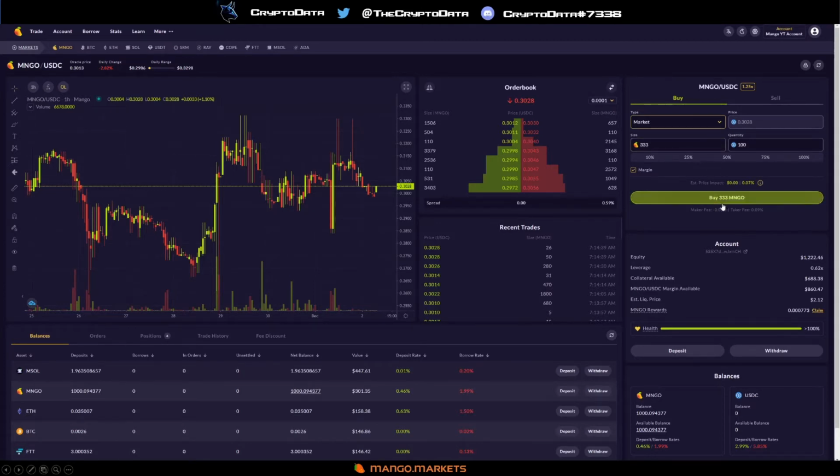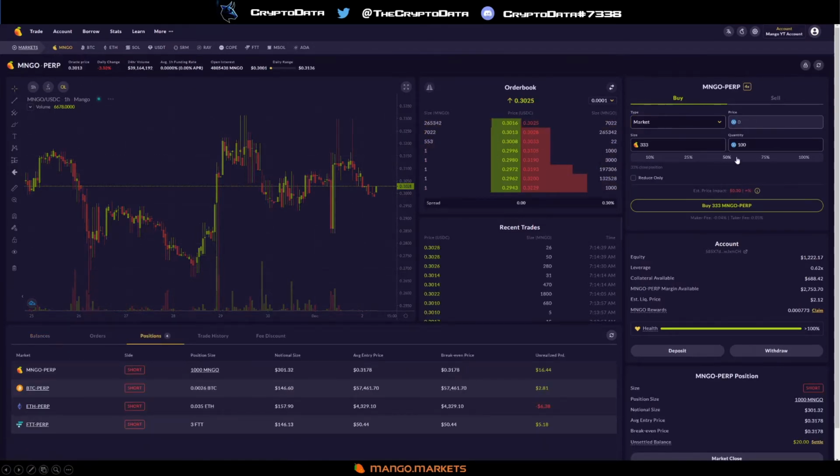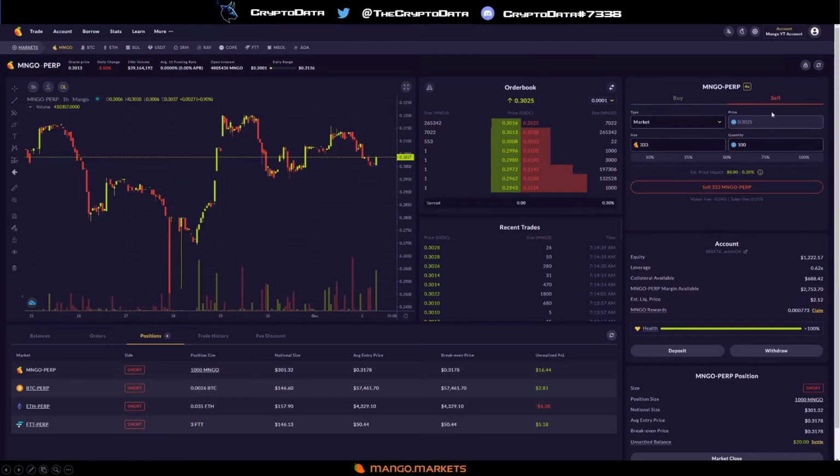But essentially, just do a market order to be executed right away. And then from there, it'll show up here. Now, at the same time, I want to short this perp if I want to take advantage of this strategy. So in that case, I would go to MNGO perps as well. And then again, I already have it right here. Go to the sell button, then market, 100, 333, sell 333 MNGO perps. And then there, it would actually show up under my positions here.